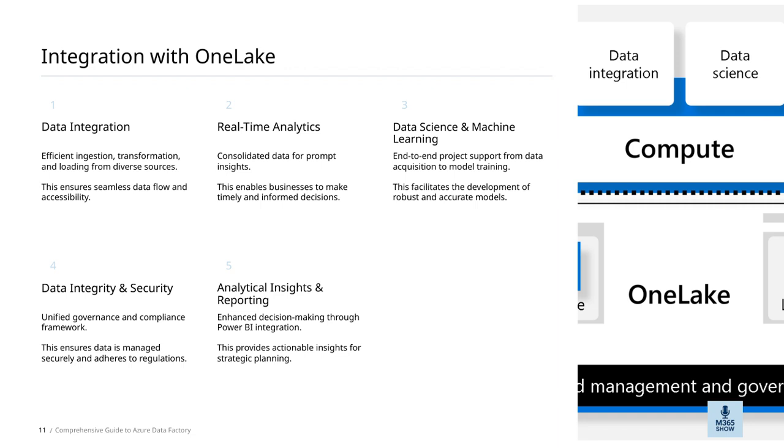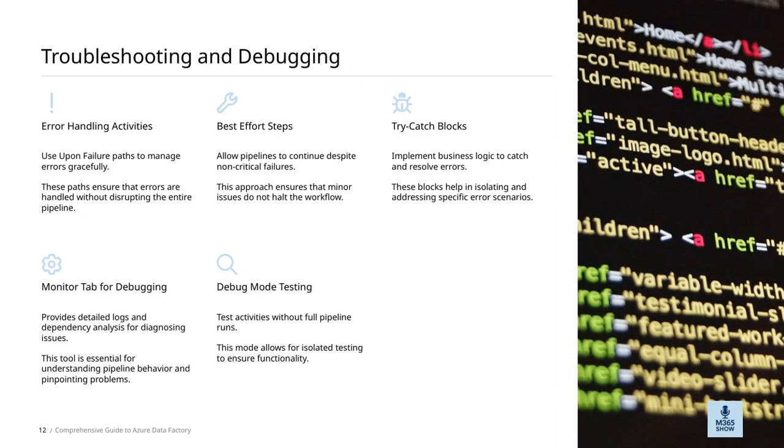Let's talk about troubleshooting and debugging in Azure Data Factory. First, you can test activities without running the entire pipeline. This is really useful because it allows you to isolate specific parts and make sure they're working correctly before executing the full process. It helps save time and makes debugging more manageable.